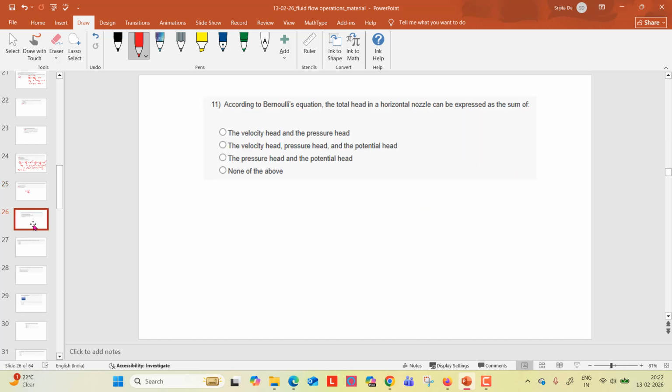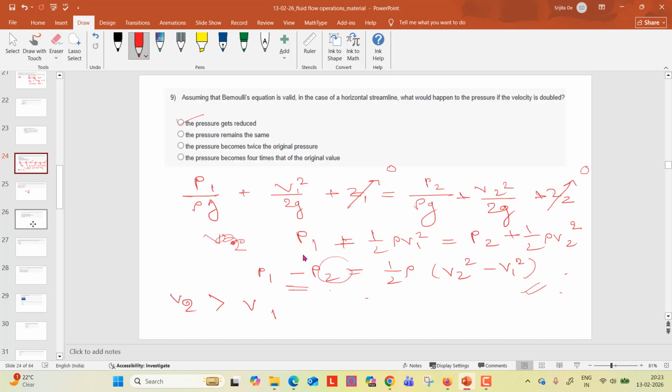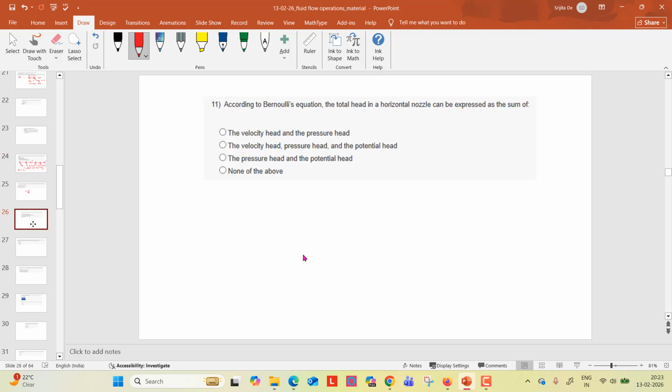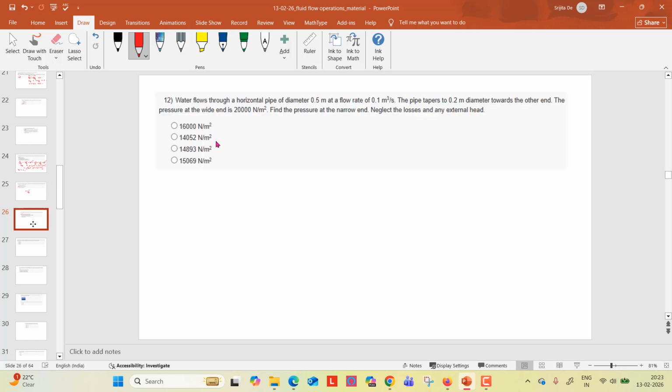Next, according to Bernoulli's equation, the total head in a horizontal nozzle can be expressed as the sum of velocity head and pressure head, because in the horizontal nozzle there is no potential head. The Z term will not be there, because it is a horizontal plane. So velocity and pressure head. Option A.